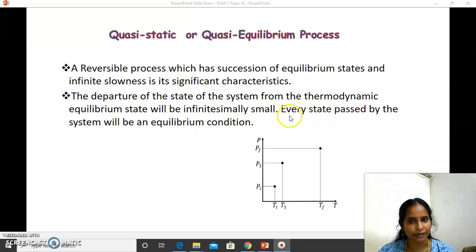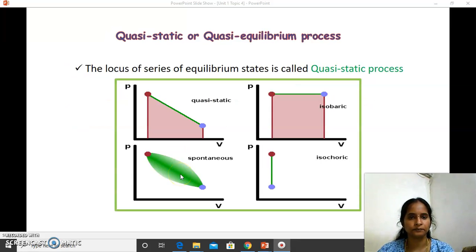Each and every state passed by this quasi-equilibrium process should be an equilibrium condition. Equilibrium condition means it is balanced in temperature, chemical and pressure. So the change in state from one point to another point is infinitesimally small. So here the locus of a series of equilibrium states only can be drawn in the plot, right?